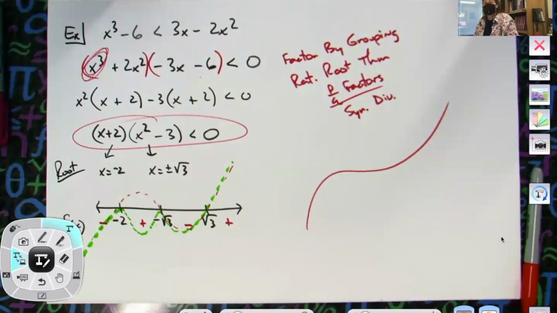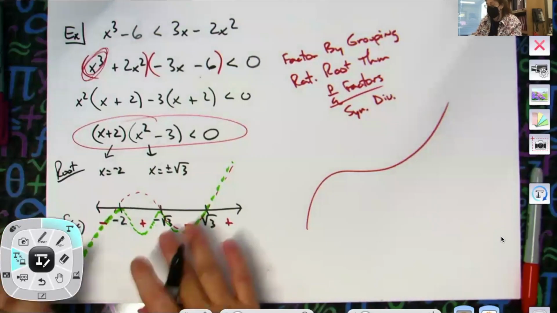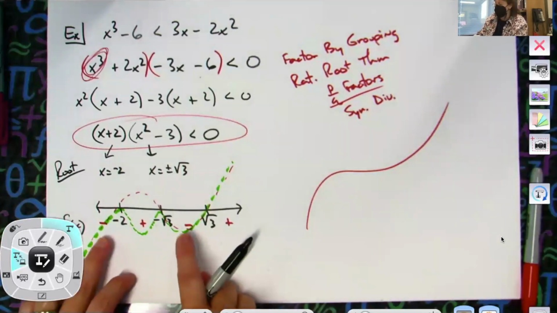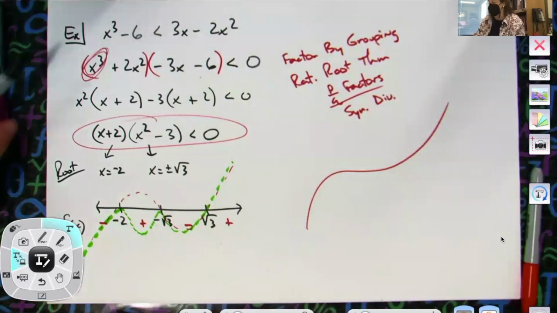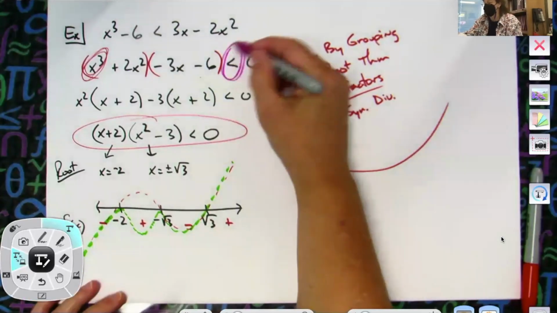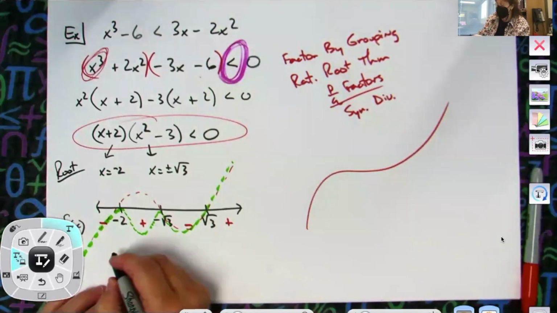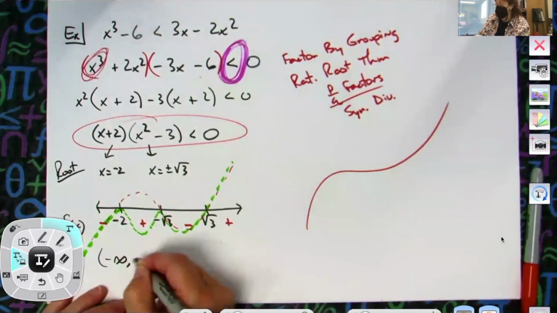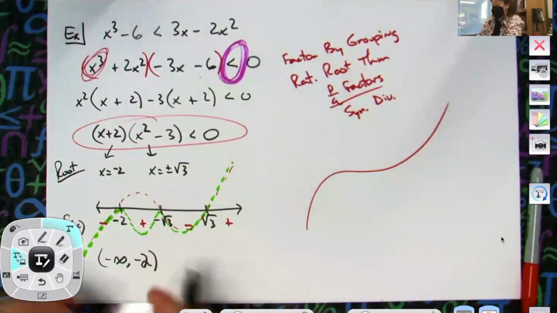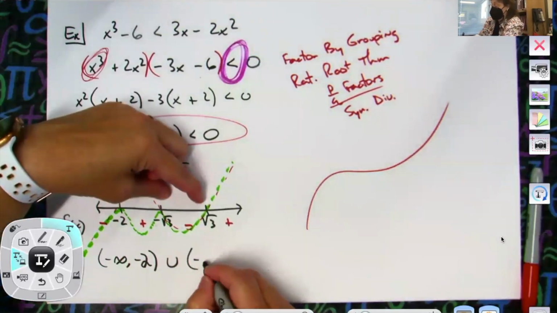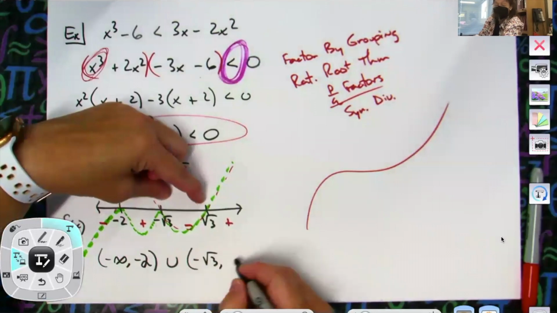Right, okay, so let's go ahead and write the actual answer to this one. Ignore that little green line on there now. I want the part that's below the x-axis, and again, we're looking at the sign. It's a less than sign, so that means I'm going to be using curvy brackets. So negative infinity to negative 2, curvy, because that part's negative, and then curvy, negative square root of 3 to square root of 3, curvy.